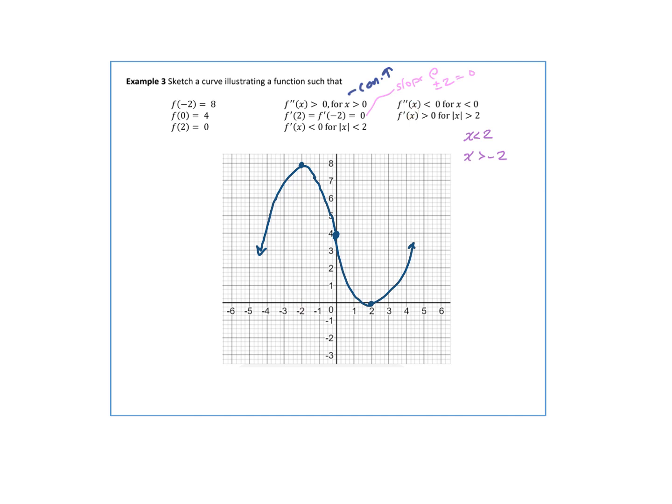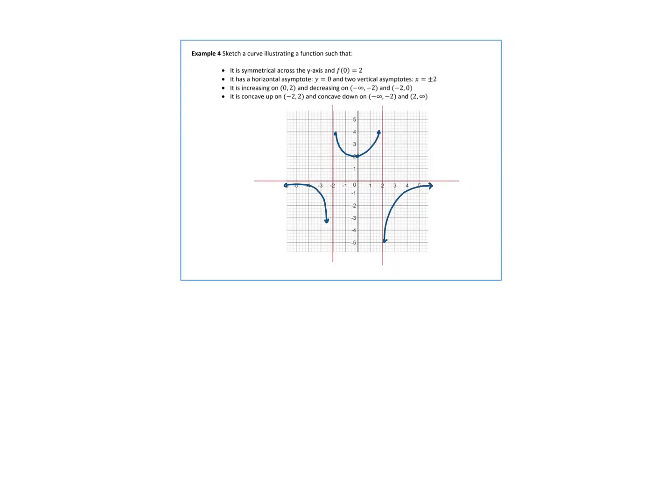F double prime is less than 0 for x less than 0. So for x less than 0, it's saying that it's concave down. And then this one too, it's increasing for x greater than 2 and x less than negative 2. And then when you piece it all together, that's the graph that you get, okay?